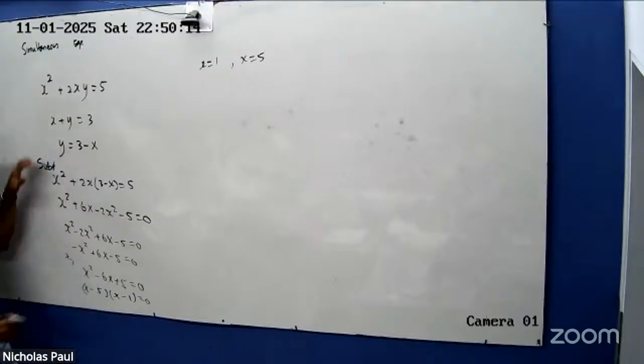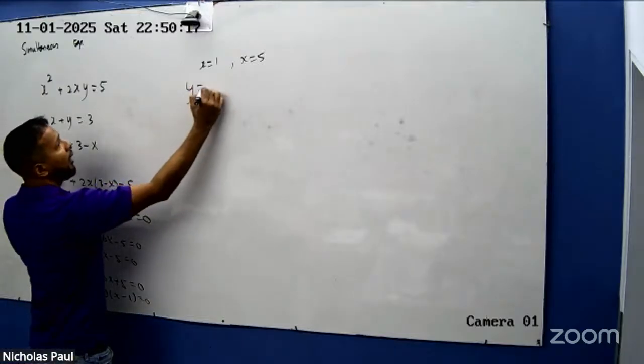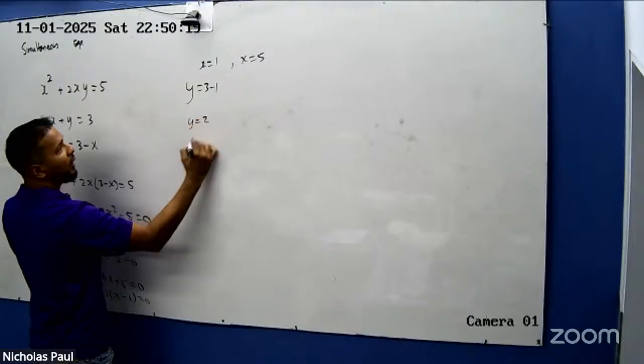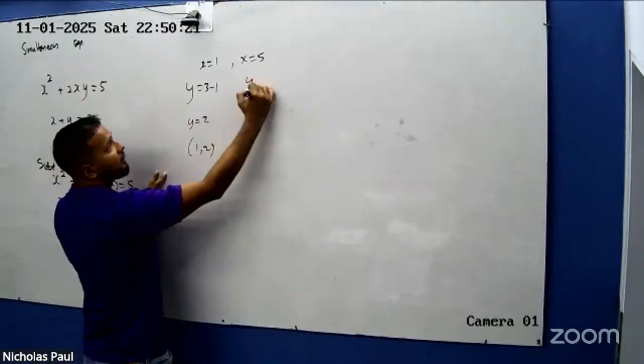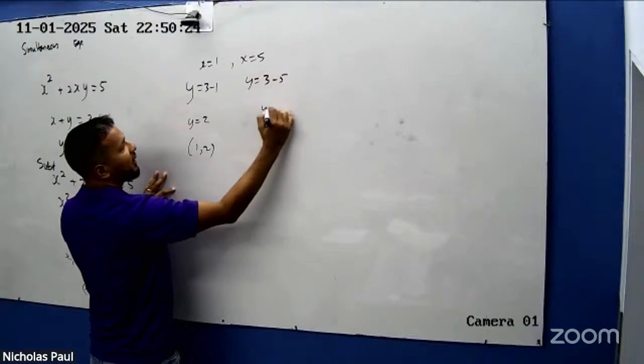And then time for y. Y is 3 minus 1. And here, y is 3 minus 5.